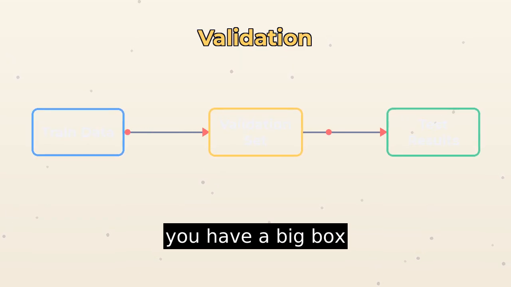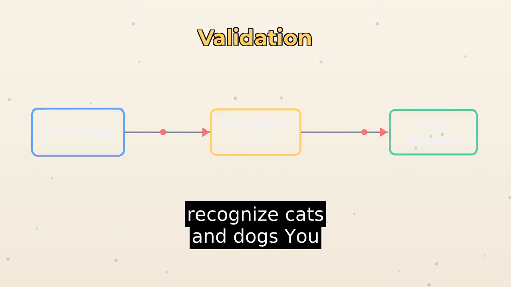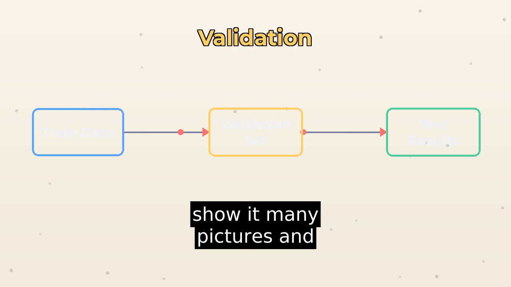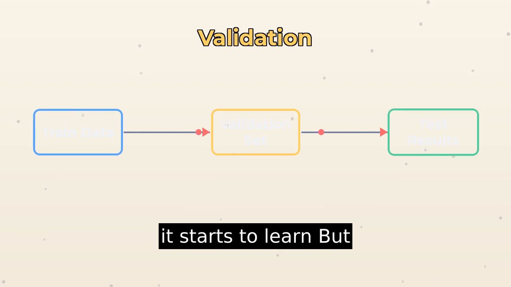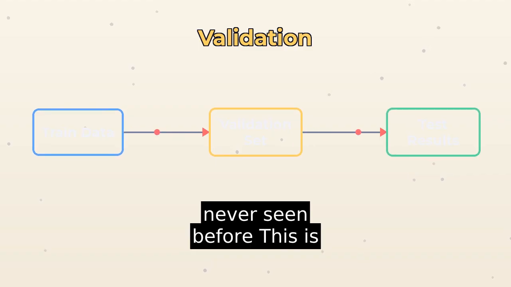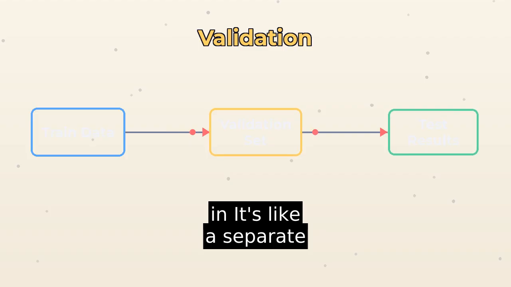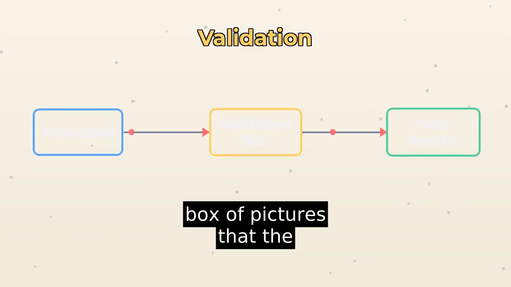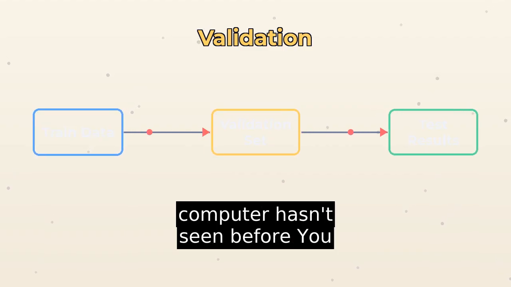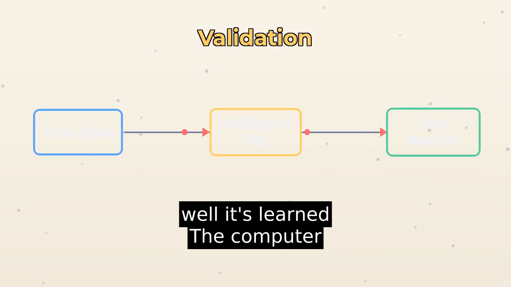Imagine you have a big box of pictures, and you want to teach a computer to recognize cats and dogs. You show it many pictures, and it starts to learn. But then, you need to test it with new pictures it's never seen before. This is where the validation set comes in. It's like a separate box of pictures that the computer hasn't seen before. You use this box to test the computer and see how well it's learned.